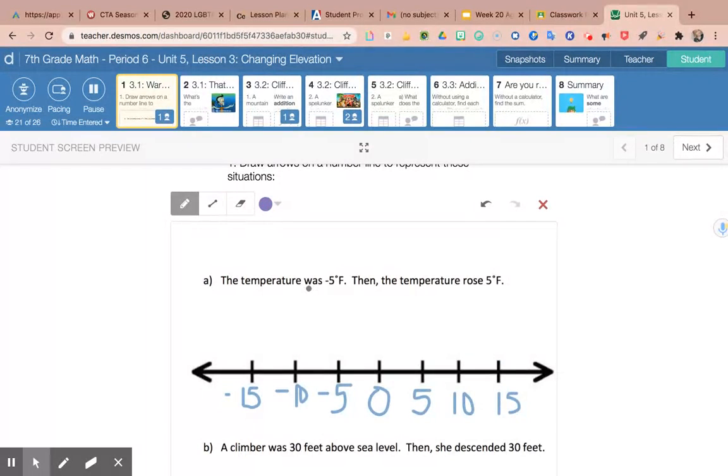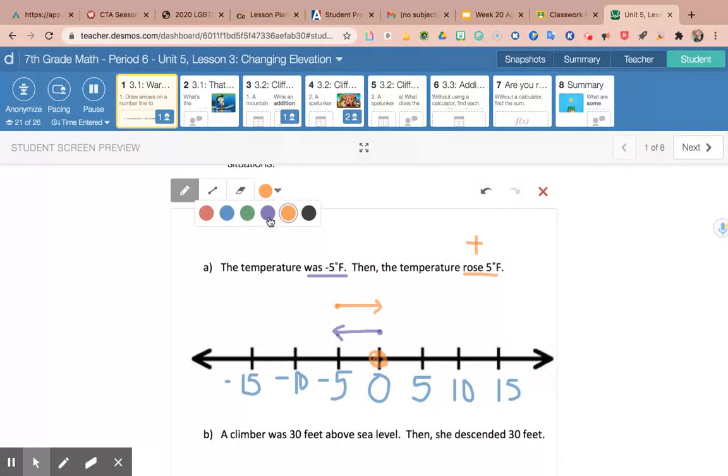All right, it says the temperature was -5. So we always start at 0, and we're going to move to -5. So we're going to move left 5. So that's my first arrow. And then it says then, so I'm going to start where I left off, the temperature rose 5 degrees. That's telling me that it's +5. So I'm going to start where I left off, and I'm going to move to the right 5. So back up 5, and I stop at 0. So my answer is 0. Feel free to pause and rewind if you need to.